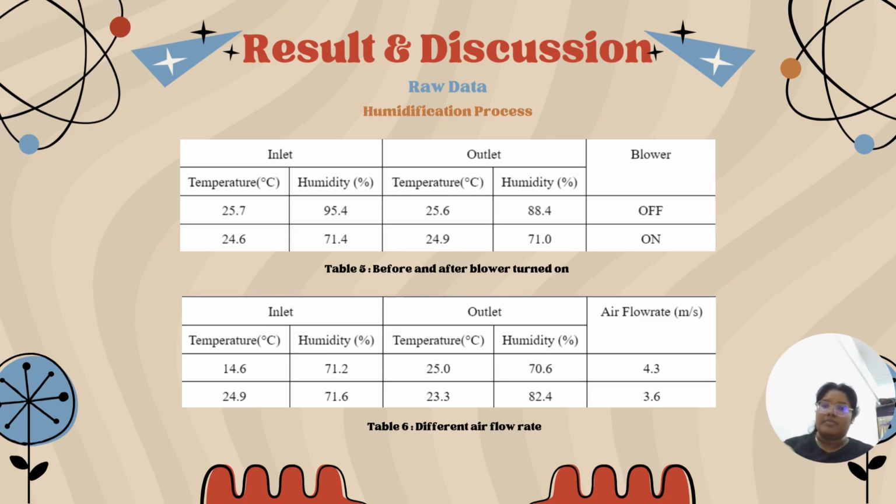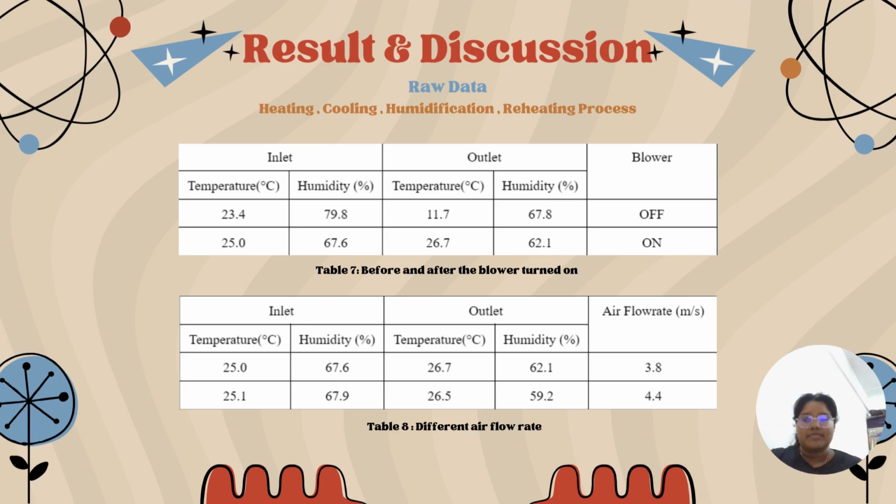This is the raw data obtained for the humidification process, where we will use the same procedure we used for the cooling process. As the last experiment, we will get raw data for heating, cooling, humidification and reheating process, where we first turn off the blower and then we will turn it on, and then we will try to also change the air flow rate.